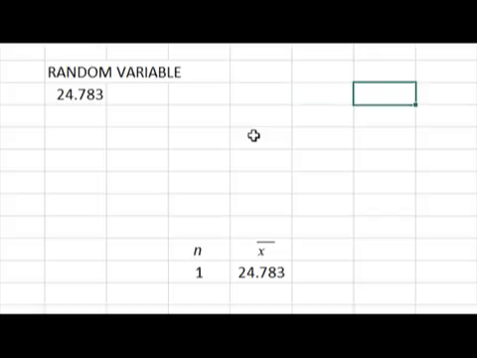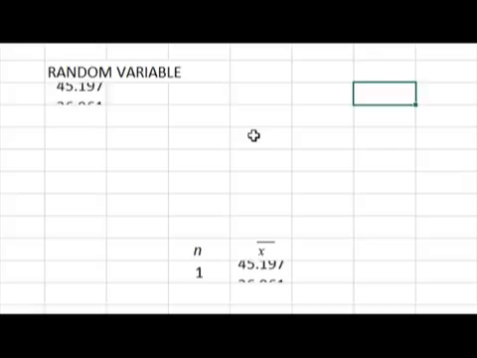Now currently I have Excel set up to randomly generate values that are exactly normally distributed. They come from the normal distribution. And I've preset the mean of that distribution to be 40 and the standard deviation to be 10.